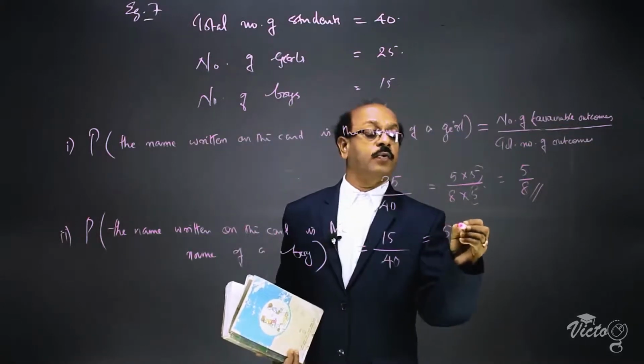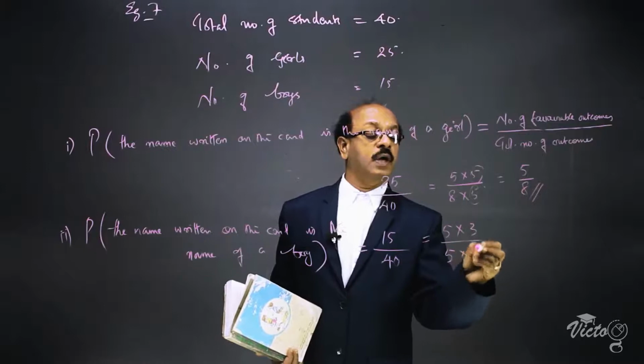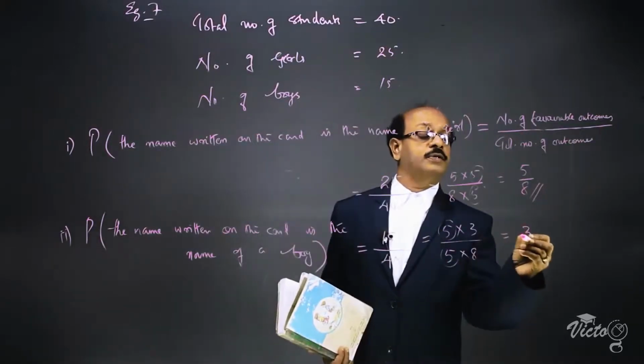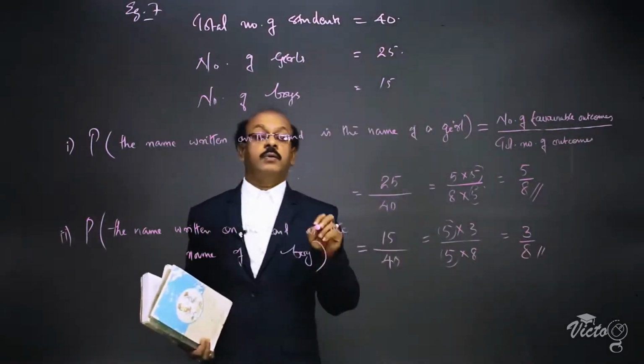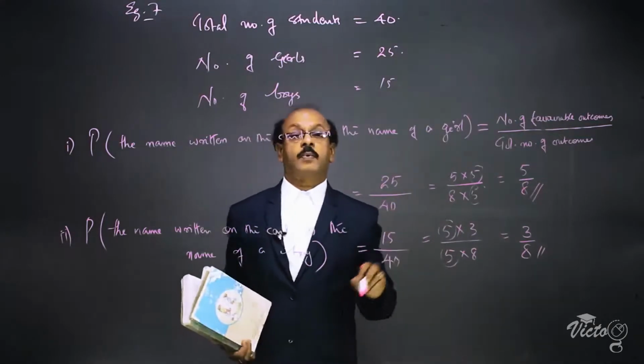15 is equal to 5 into 3 and 40 is equal to 5 into 8. Cancelling this 5 and 5, it is 3 by 8. The probability that the name written on the card is the name of a boy is 3 by 8.